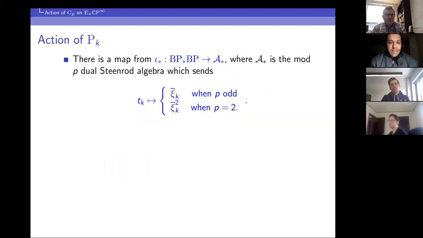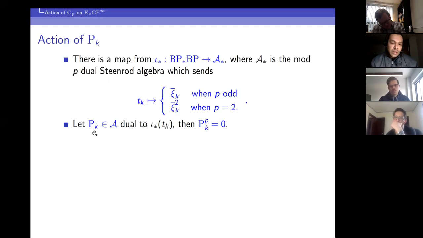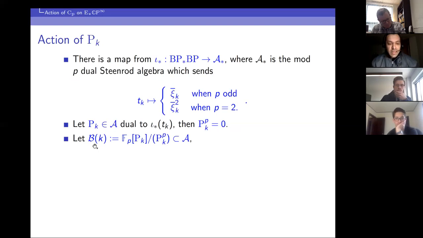So there is a map from BP_*BP to the dual Steenrod algebra. It maps t_k to the anti-automorphic image of ξ_k when p is odd, and at p equal to 2, it maps to ξ_k squared. Let P_k be the dual of the image of t_k in the dual Steenrod algebra. It satisfies the relation that P_k to the p is equal to 0. So we can define a subalgebra of the Steenrod algebra, F_p[P_k] mod P_k to the p, and we are going to denote that subalgebra by B_k.